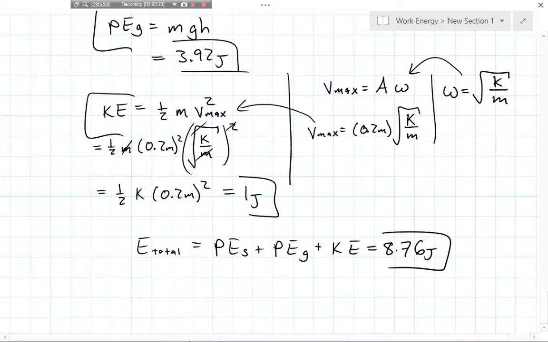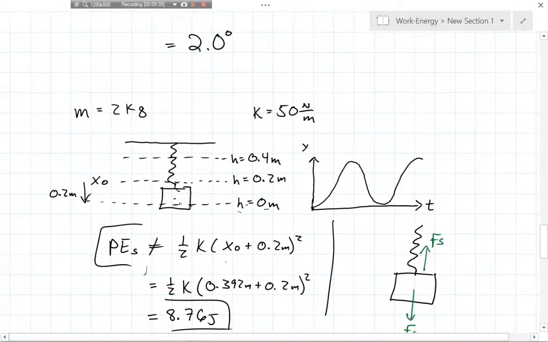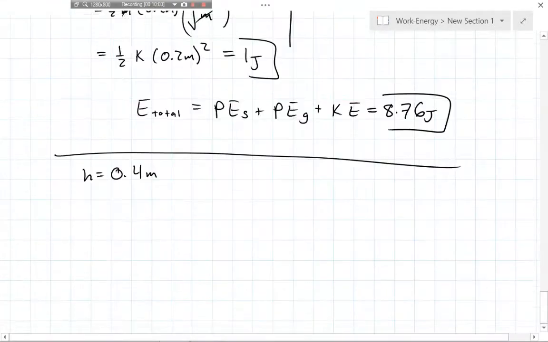Now moving on to the very last case, when the mass is at the top of its trajectory. This is when h is equal to 0.4 meters. In this case, the mass is all the way up at the top, so the spring is stretched by 0.2 meters less than x naught. When the mass is hanging in equilibrium, the mass stretches the spring by 0.392 meters. So if we're 0.2 meters above that, then the spring is only going to be stretched by 0.192 meters.